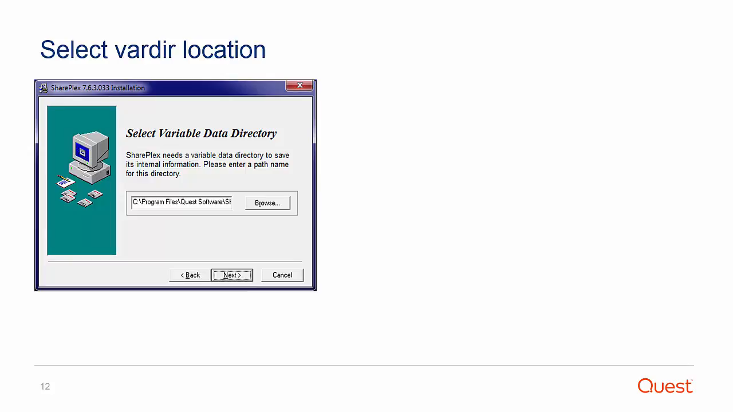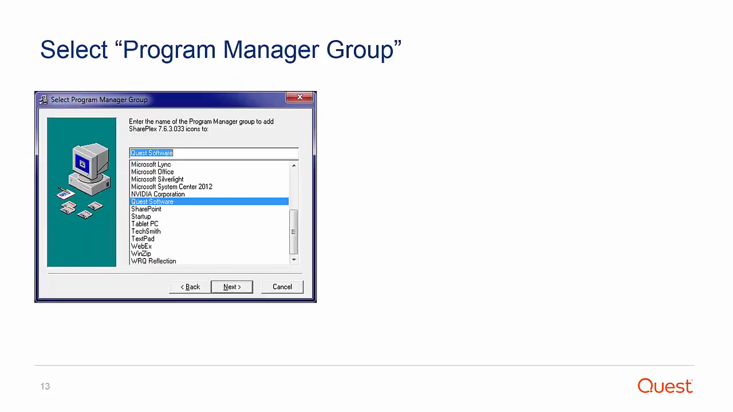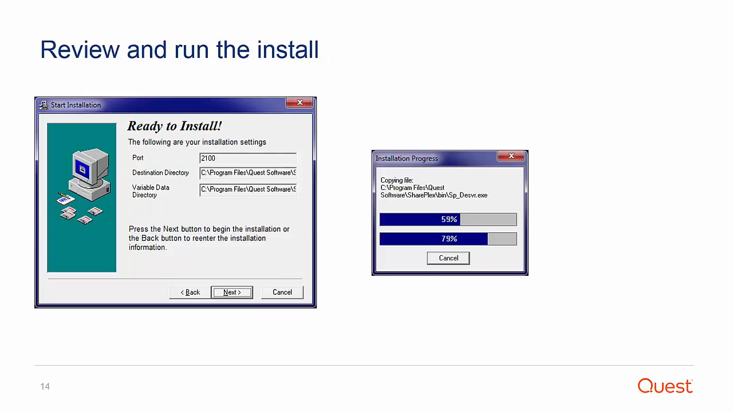Next, enter the variable directory name. This is the directory where your log files, temporary RIM files, and data files are stored. Select your Program Manager group in which you want to add the SharePlex icons. And finally, review the information you selected and click Next to start the install.